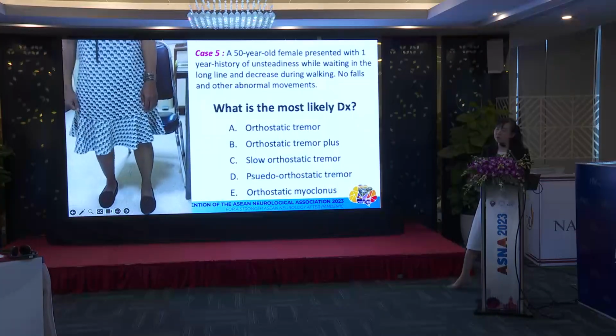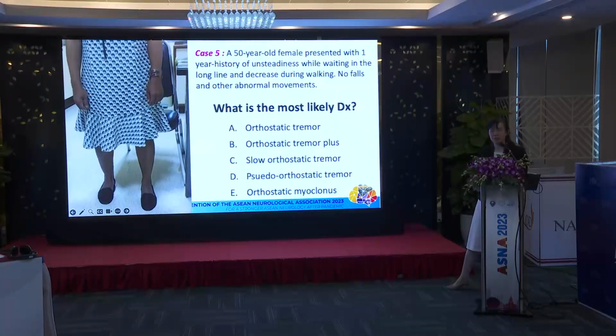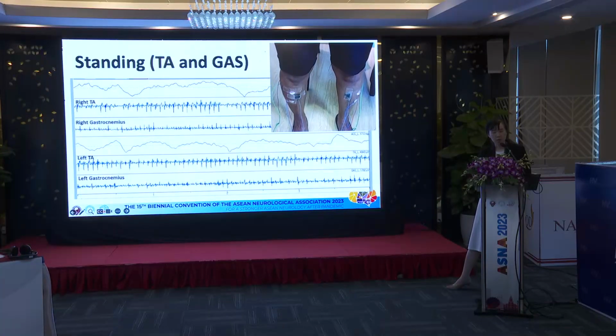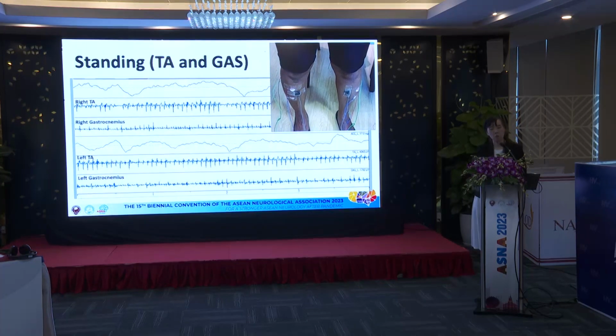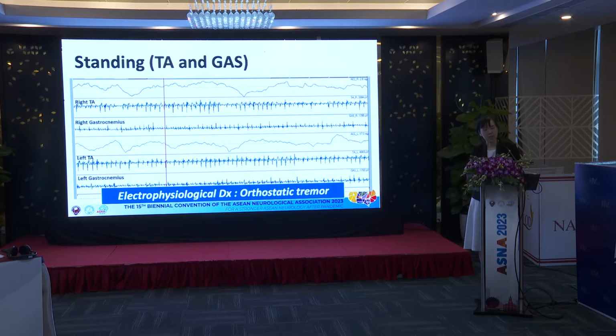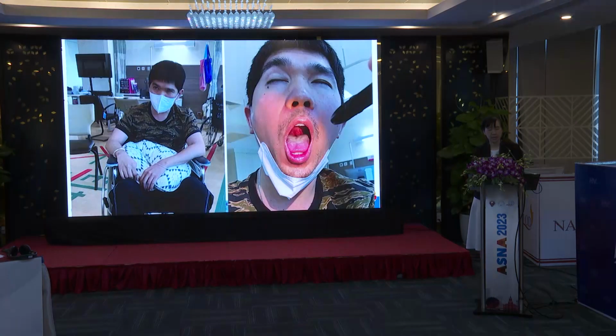But we can do the physiological study to confirm that and exclude other syndromes that look like orthostatic tremor. We put surface EMG at TA and gastrocnemius on both sides while standing. You can see here, this is 1 second, and you can see rhythmic EMG bursts at a peak frequency around 16 Hertz, which has a high coherence between TA on both sides. So the electrophysiological tremor study can confirm the diagnosis of orthostatic tremor.